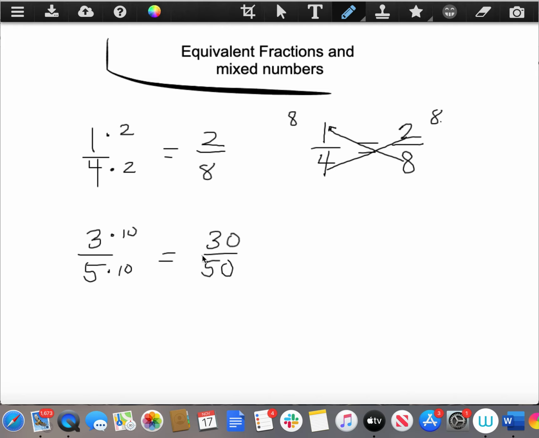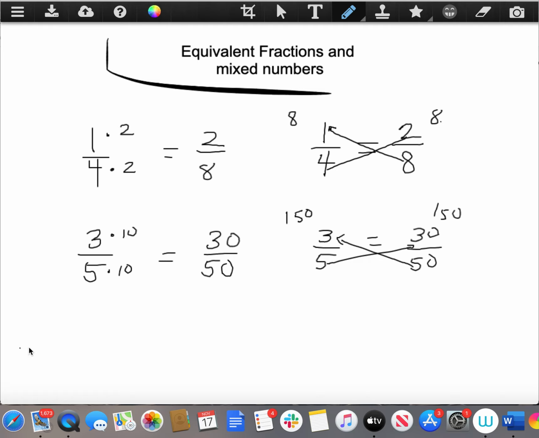Okay? To check it, if I was given this fraction and this fraction, and I wanted to check them, I could cross multiply. 3 times 50, 150. 5 times 30, 150. They're equal. So two things you're learning: how to check to see if fractions are equivalent, you can just cross multiply, and how to make an equivalent fraction.